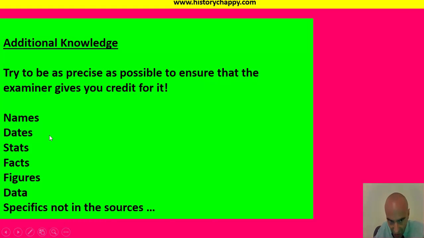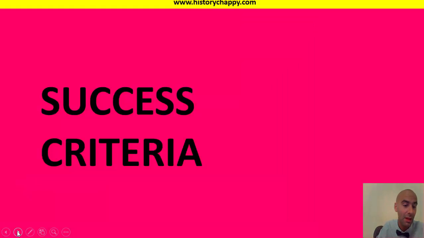Try to be as precise as possible to ensure that the examiner A, notices it, and B, gives you the credit you deserve for it. Use things like names, dates, stats, facts, figures, data, any specifics that are not in any of the sources. So just try to be as precise as you can, and then you've got maximum chance of the examiner noticing it and then giving you the marks for it, which is obviously what you want, otherwise you wouldn't be watching this. What does the success criteria look like then?